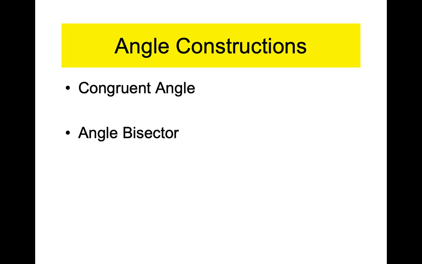Protractors are used, because they've got that straight edge, to make straight lines. Your compass is used to actually make things.